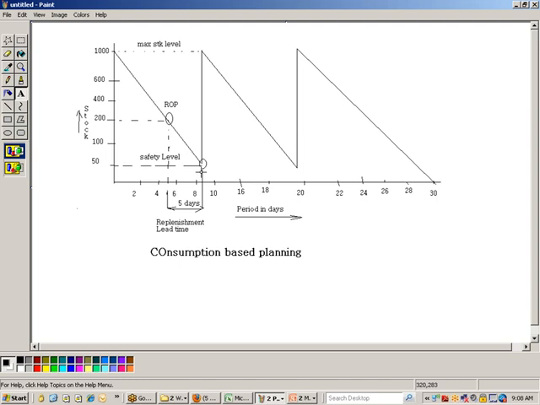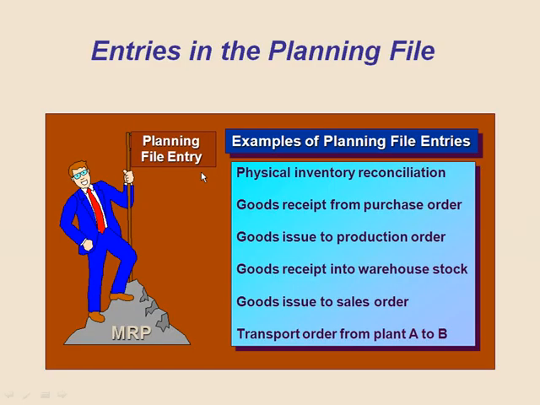If it touches the safety stock, because of that particular physical inventory activity or step, the planning file entry will be made for that material. So take it for granted this way: all the inventory transactions trigger an entry in the planning file.